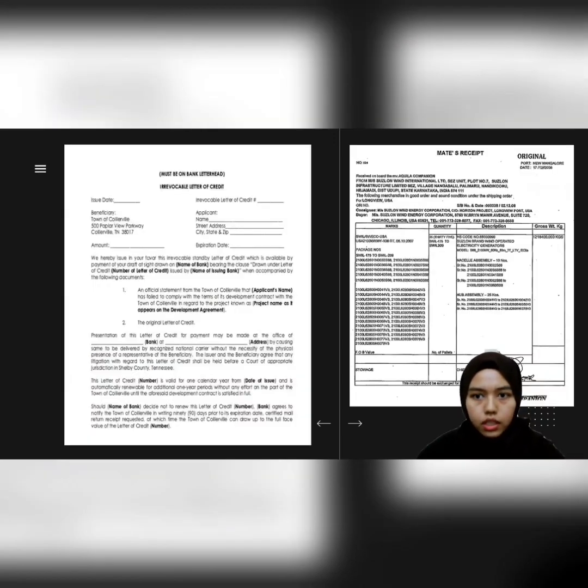Okay, so next, at the right side is the mate's receipt. A mate's receipt is a temporary receipt that is signed by a vessel officer to recognize that the cargo is ready for loading. The left side is the letter of credit. It is a document that guarantees payment from the bank, and it is just like a protection for both seller and buyer.